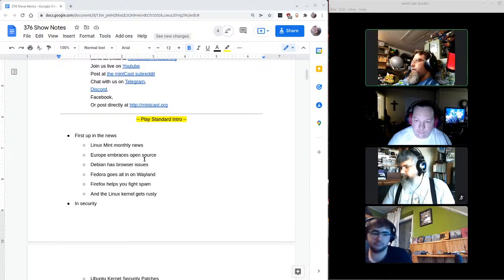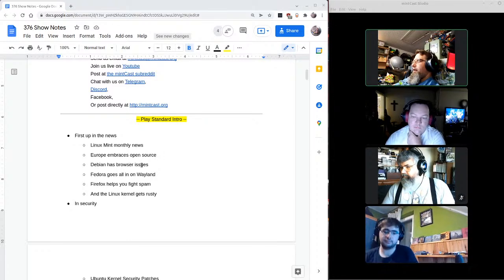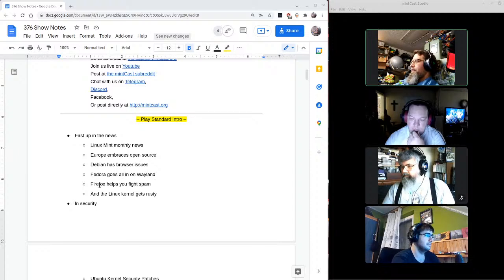First up, in the news, Linux Mint Monthly News. Europe embraces open source. Debian has browser issues. Fedora goes all in on Wayland. Firefox helps you fight spam. And the Linux kernel gets rusty.